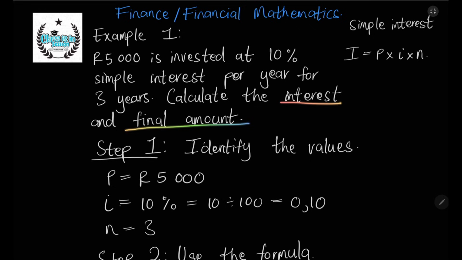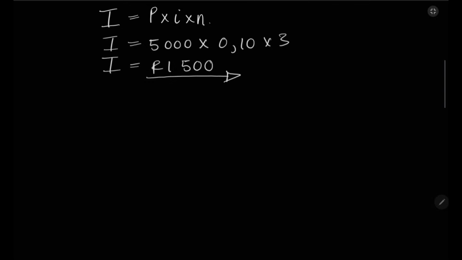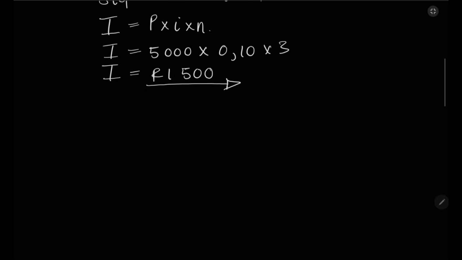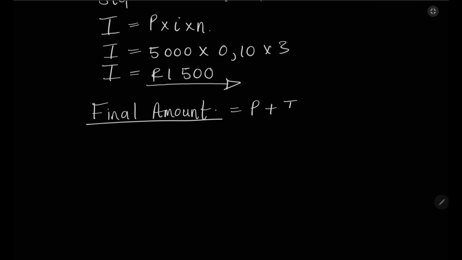You don't have your final amount. What is your final amount again? Let's say step 3, final amount. We don't really have to write it as the third step, as you don't always need to find your final amount. So let me just say final amount. Remember, final amount is P plus I. That is the formula. Now let's substitute.